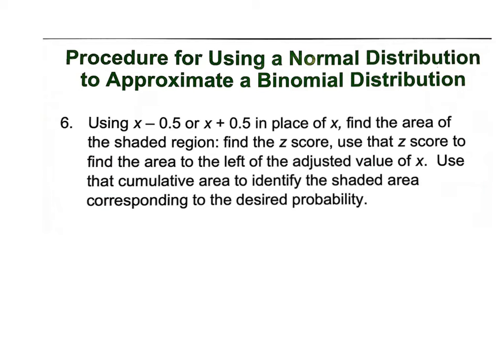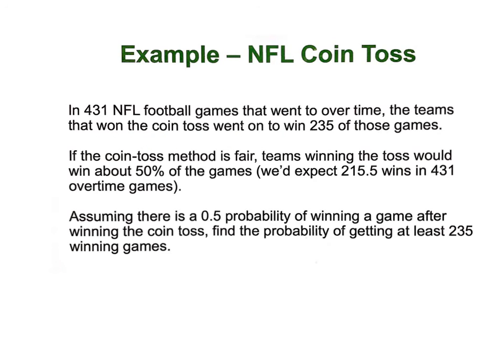Okay, here's the procedure for normal distribution. Use x minus 0.5, x plus 0.5 in the place of x. We're not going to use just flat out x. Find the shaded region, find the z-score, use that z-score to find the area to the left, and so on. Use the cumulative area on your calculator or StatCrunch. Let me show you an example. Best way to do it.